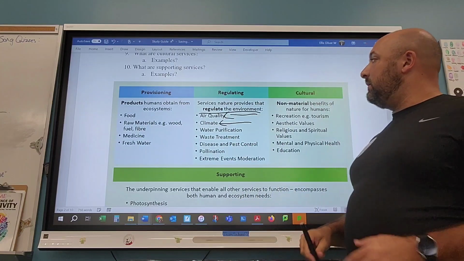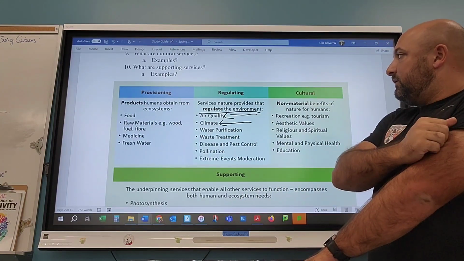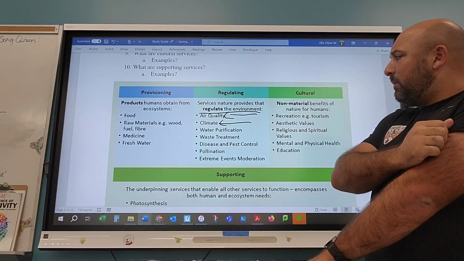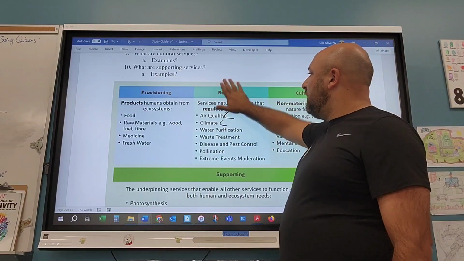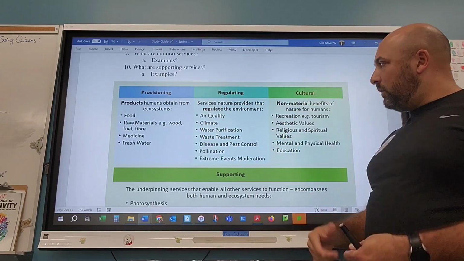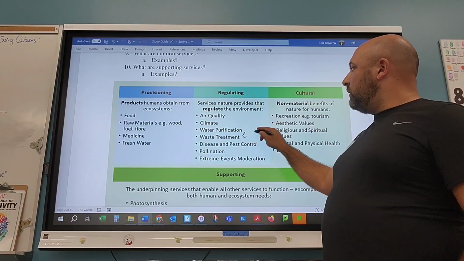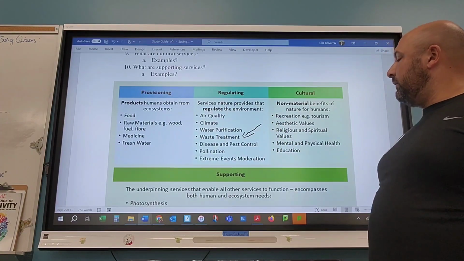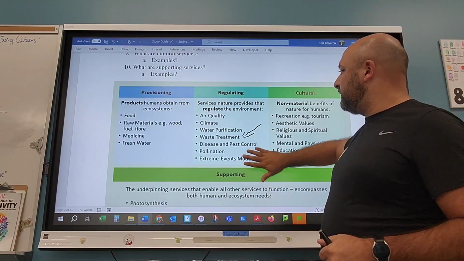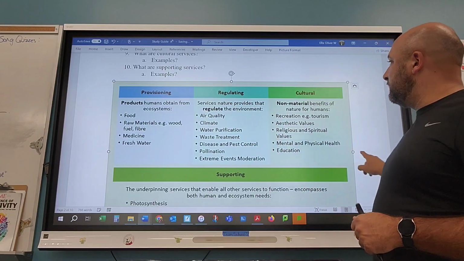Regulating the climate. Again, this is creatures, because when they absorb carbon dioxide, it helps regulate the climate. Water purification through soil. Waste treatment, when waste gets into the water, bacteria break it down. Disease and pest control. All these things are regulations.